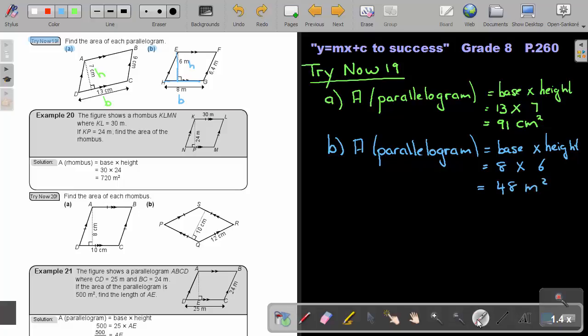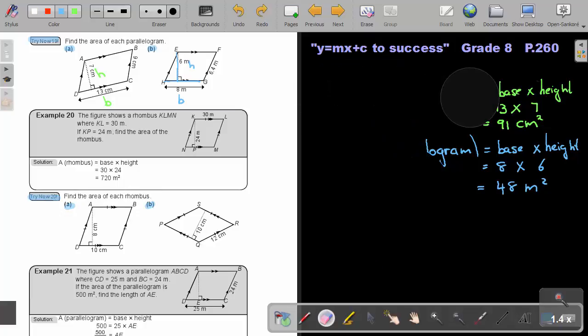Okay, let's look at the next one. Example 20. The figure shows a rhombus. Okay, so all the sides are equal. Where KL is 30. If KP is 24, find the area of the rhombus. So it's exactly the same as a parallelogram. It's base times height. And then this is the base and this is the height. And there is my answer. Again, I want you to try now 20, number A and B. And as soon as you are finished, you can continue with the video.